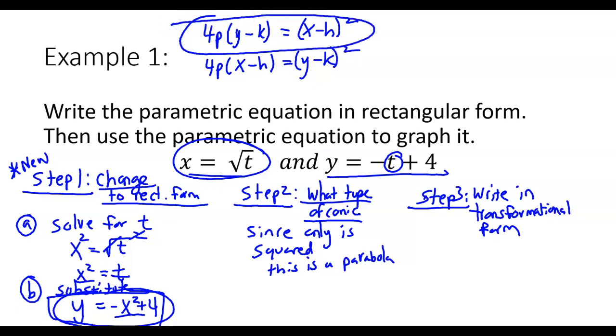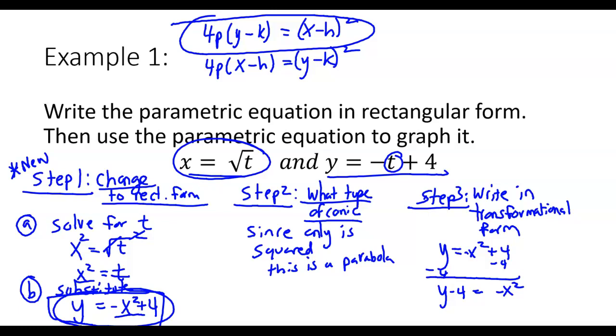Okay, so I need this to look a little bit more like the top. It doesn't quite look right now. So let's go ahead and do that. The first thing I'm going to do to get it in the correct format is I'm going to move this 4 here to the other side. There's supposed to be a negative on that x squared that I left out. And that's pretty much it.